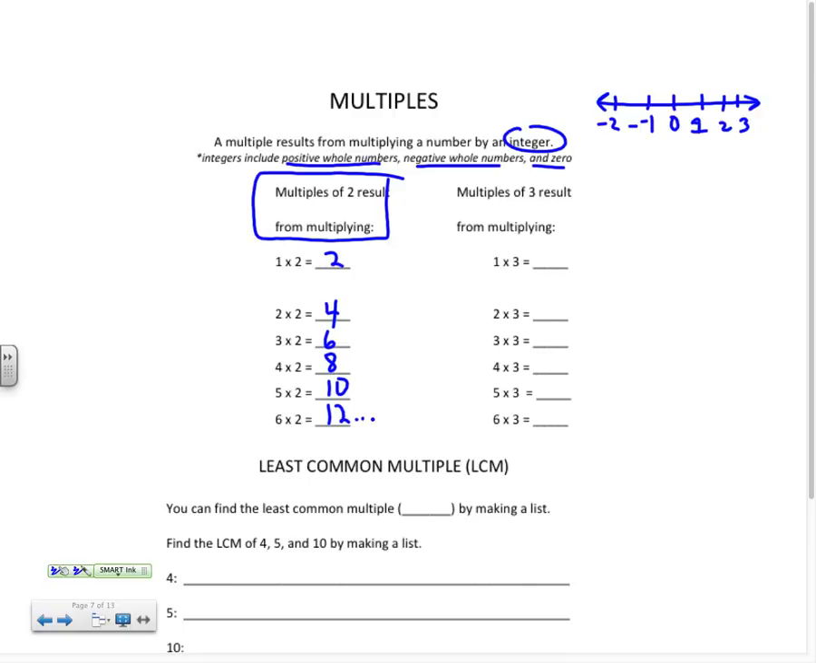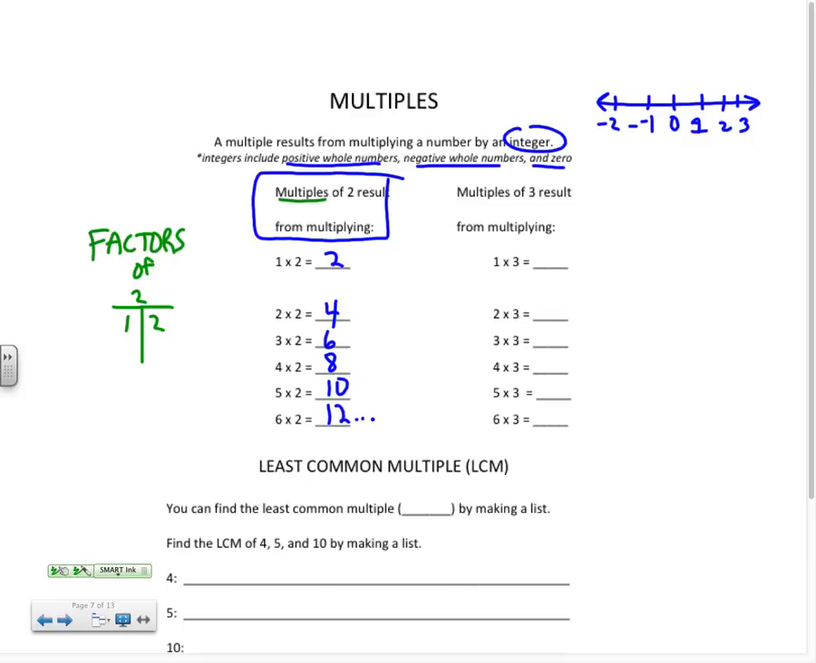If we want to compare that to a factor of 2, let's just take a look at what a factor of 2 looks like. Factors of 2: 1 times 2 is 2, and that's it. It has a limit, whereas multiples go on and on and on.